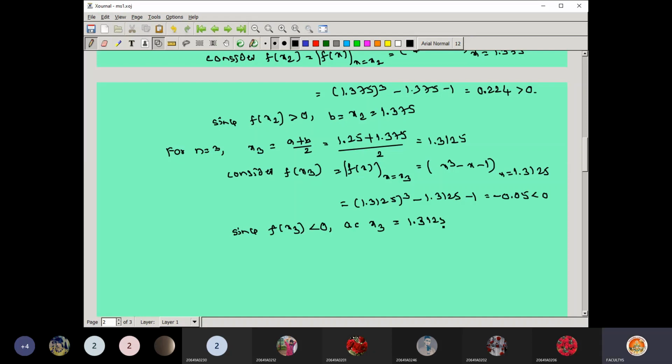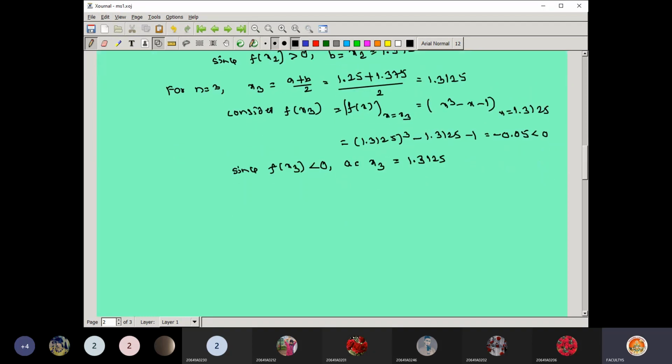1.3125. So to continue, you need to calculate a minimum of 5 approximate roots, that is, until n equal to 4. So write down for n equal to 4. So n equal to 4, I am getting here x4.